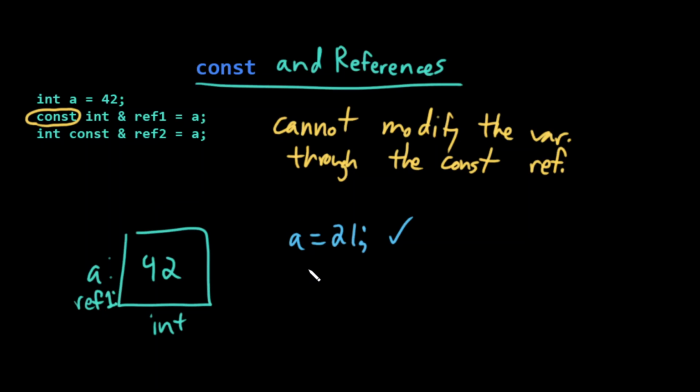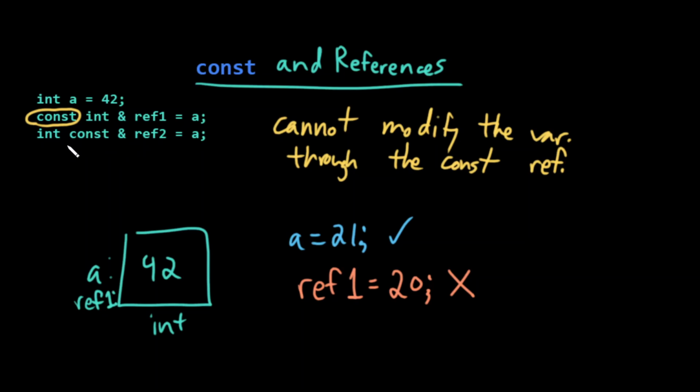But if I were to do something like ref1 equals 20, this is not allowed. This is not allowed because even though this variable in general could theoretically be modified, ref1 is a const reference. So ref1 cannot modify this variable. I cannot modify this variable through ref1.